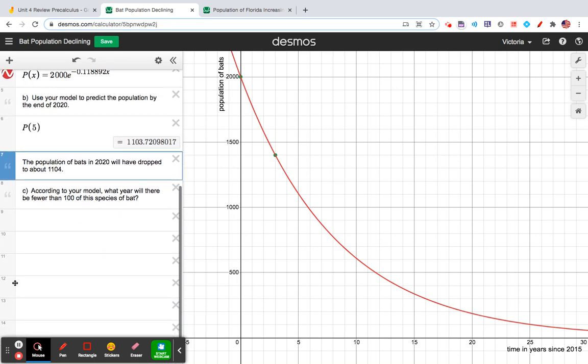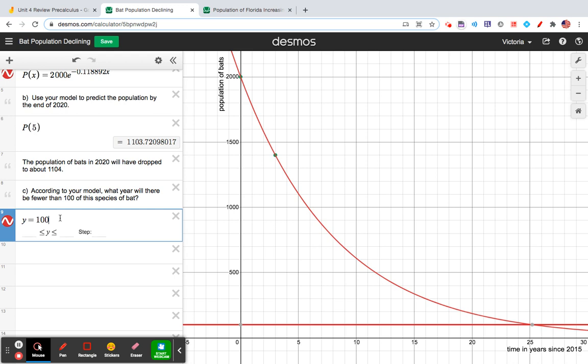Now I have another interesting question. According to the model, what year will there be fewer than 100 species? So the number 100 is down here. It looks to me like it'll be 25 years after 2015. So I'm thinking probably 2040. So what I want to do is let's draw a horizontal line at 100. Let's do y equals 100.